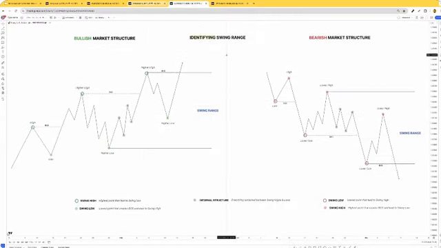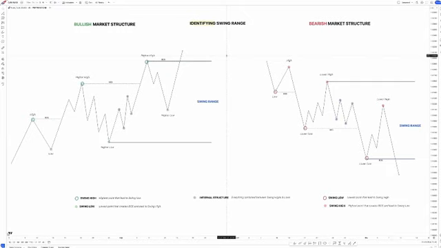Now, let's talk about swing range. Swing range is basically the range between your swing high and your swing low. Now that you have learned how to identify your swing high and how to identify your swing low, it's time to understand how to identify your swing range. And your swing range is basically the area that is in between your swing high and swing low. As simple as that. No need to complicate things whatsoever here.